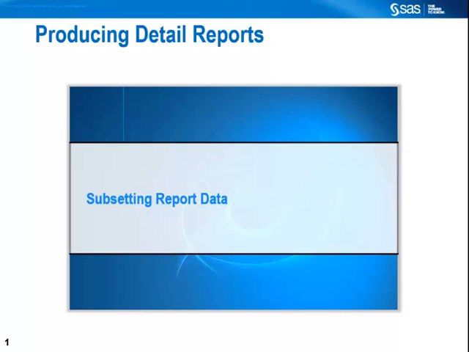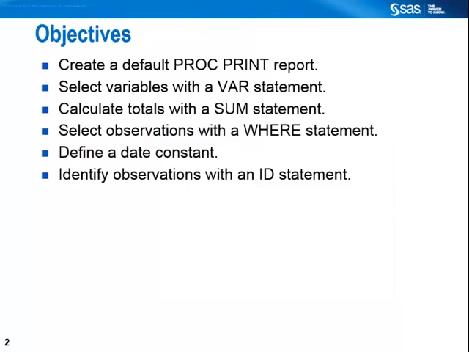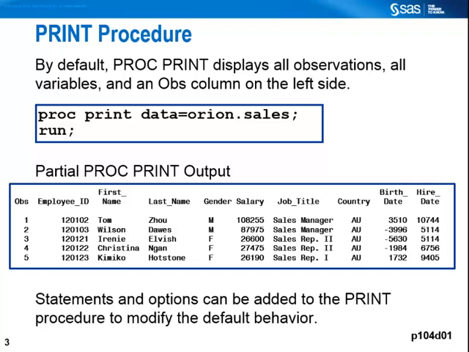Today we will be talking about producing detailed reports. Here, first we will be talking about subsetting report data. Our objectives would be to create a default proc print report. We will select variables with a var statement. We will calculate totals with a sum statement. We will select observations with a where statement and define a date constant. We will also identify observations with an ID statement.